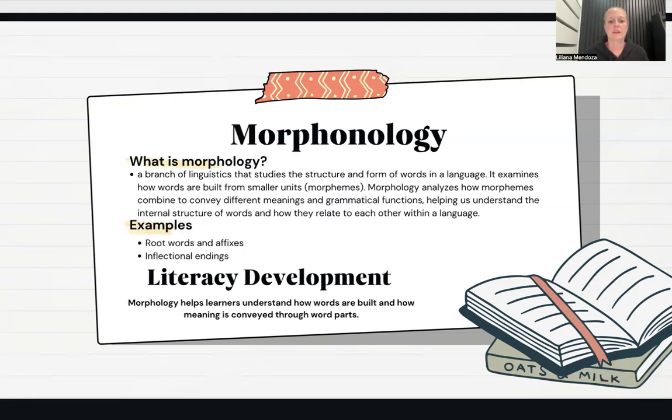Morphology is the branch of linguistics that studies the structure and form of words in a language. It examines how words are built from smaller units. Morphology analyzes how morphemes combine to convey different meanings and grammatical functions, helping us understand the internal structure of words and how they relate to each other within a language. Some examples include root words and affixes, like suffixes and prefixes, and adding inflectional endings, which changes the meaning of the word. The way that morphology applies to literacy development is that morphology helps learners understand how words are built and how meaning is conveyed through word parts.